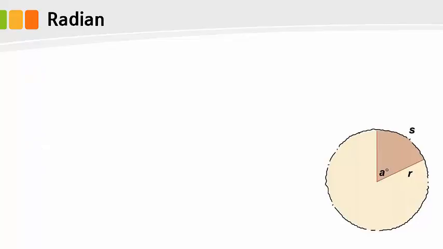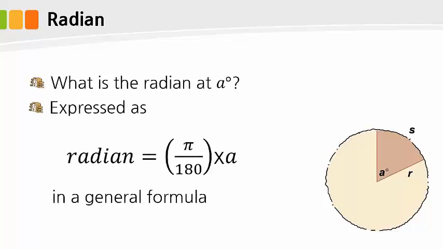What is the radian at a degrees? The radian value is expressed as radian equals pi divided by 180 times a, in a general formula.